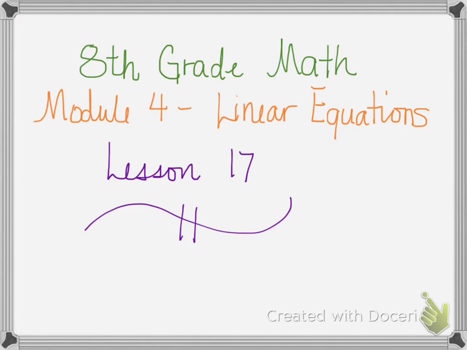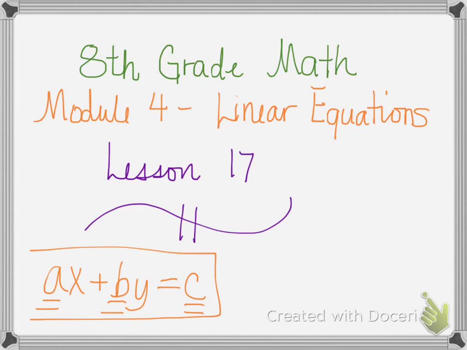We've looked at standard form, which is ax plus by equals c. And we've looked at what happens when we change the values of a, b, and c, especially when we let either a or b be 0. We saw that those were vertical and horizontal lines. So this is the standard form of a linear equation.